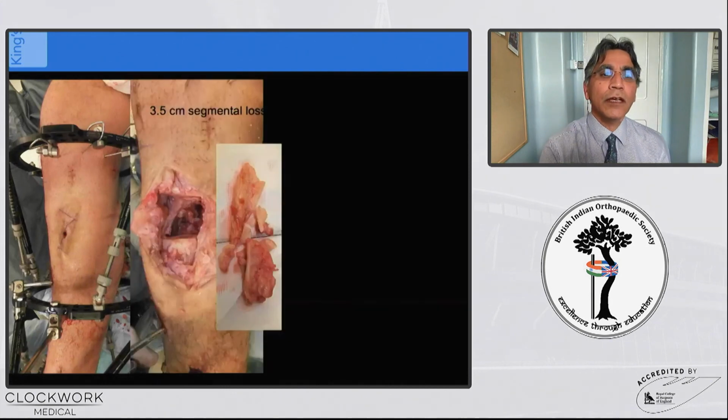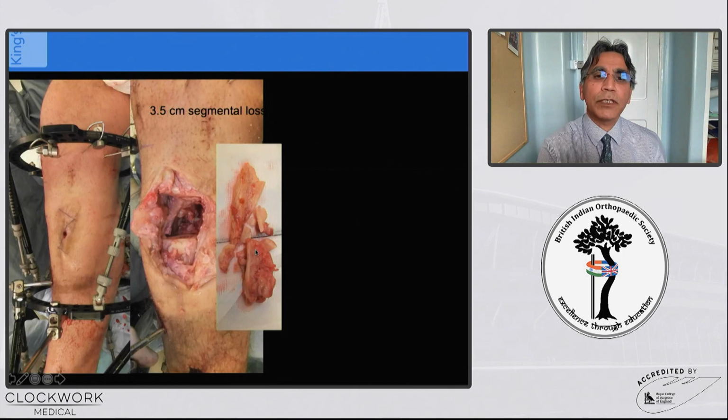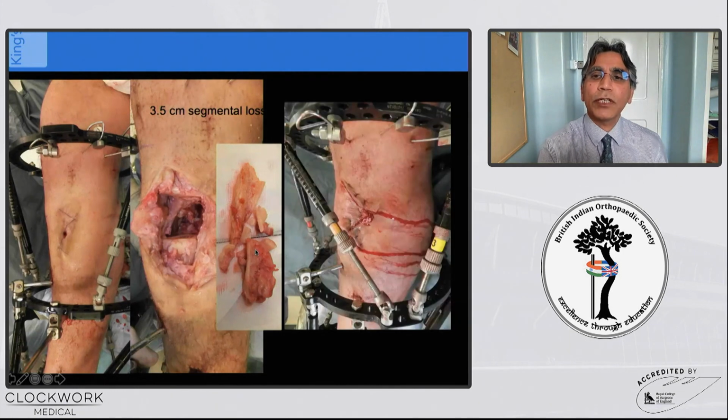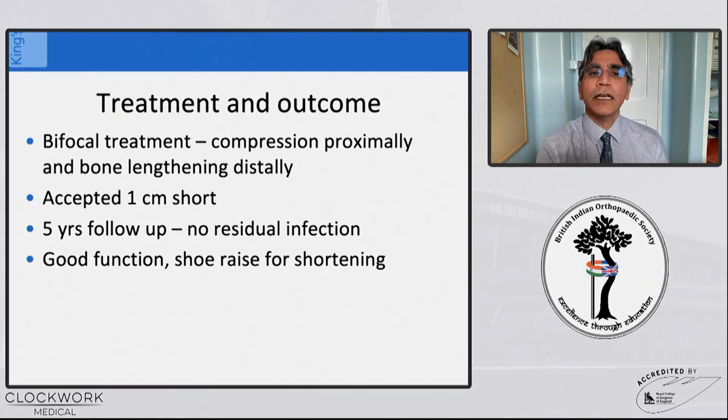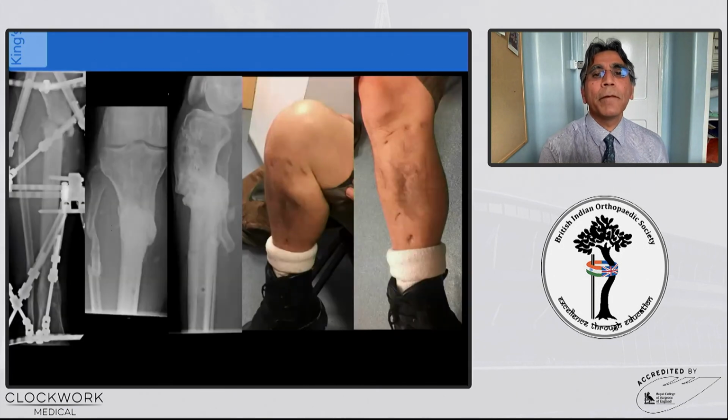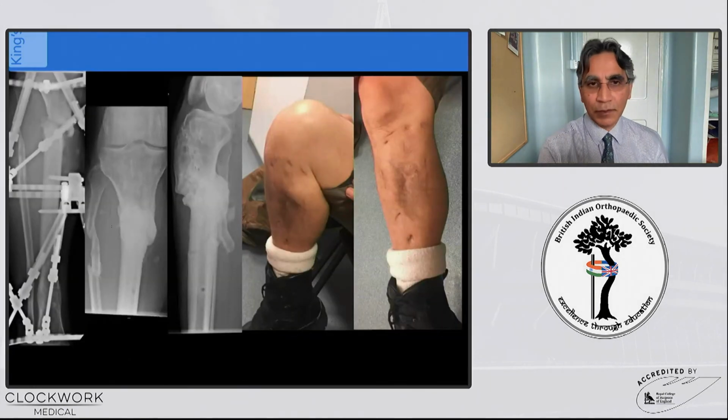So that is frame, acute shortening with nearly 4 centimeters, or 3.5 centimeter, excision of bone, acute shortening on table, and bifocal treatment with distal lengthening, because it was very close to the proximal metaphysis. I couldn't have lengthened there. So that's his final function.